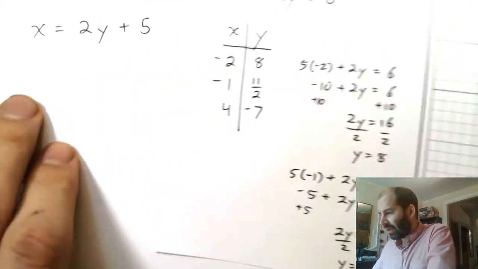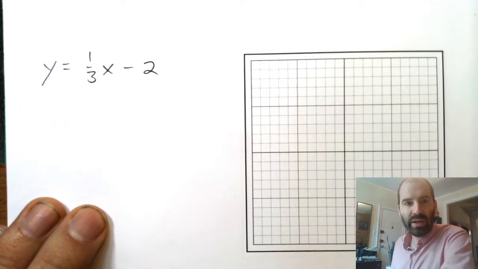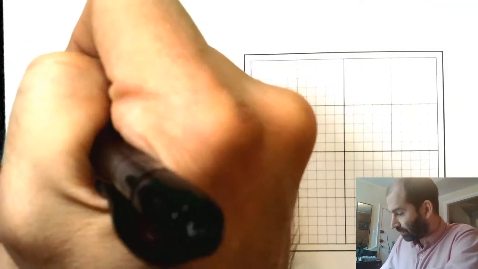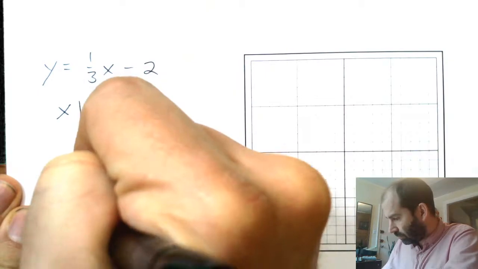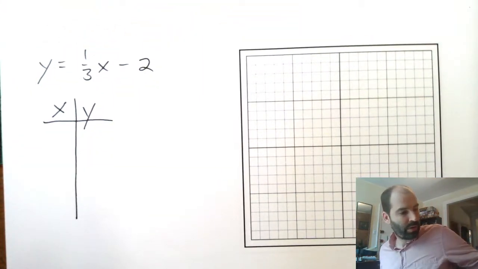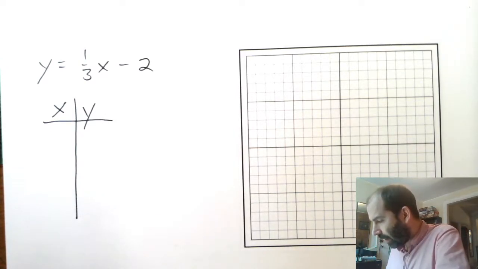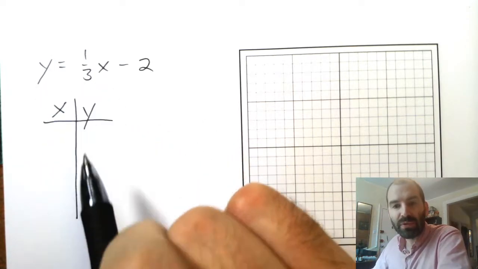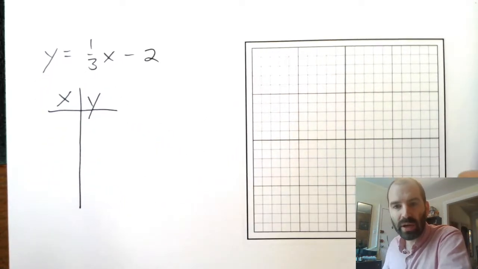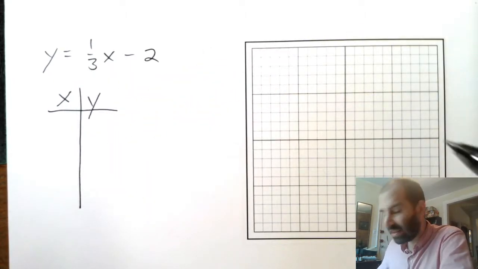Okay, let's take a look at some other ones here. Let's look at this guy. y equals 1/3 x minus 2. Okay, let's see what values we could choose here. Now on this one, notice that it's already solved for y, so it makes sense to just choose numbers for x, right? Because you'll see how easy it is to get y once we choose some numbers for x.